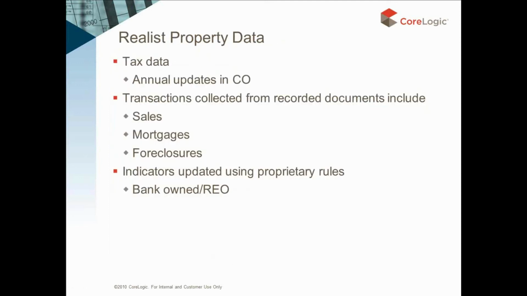So let's talk a little bit about some of the data that we're bringing into Realist for you. Number one, your tax data. That's going to be updated annually in Colorado. We'll talk a little bit about your assessment data on the next couple of slides as well. Transactions are collected from recorded documents as well. So for sales, mortgages, and foreclosures, depending on our county, we're updating as often as maybe once a day, sometimes maybe as little as once a week, but you'll see in each of your counties about how often we update for those recorded documents. And we also use some proprietary rules to determine things like when properties are owned by the bank and a couple other things as well.